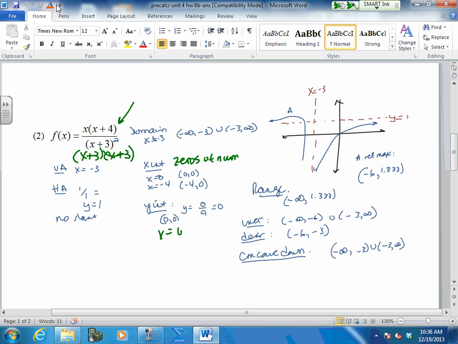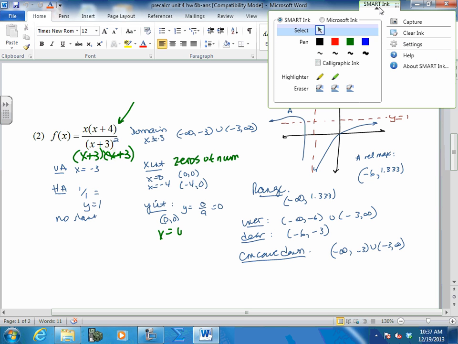I find the asymptotes, I like to draw my asymptotes first and then sketch my graph. I think it makes more sense. But if you do it the other way, that is fine too. Good? Good? Alright.